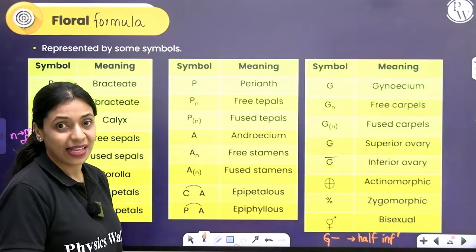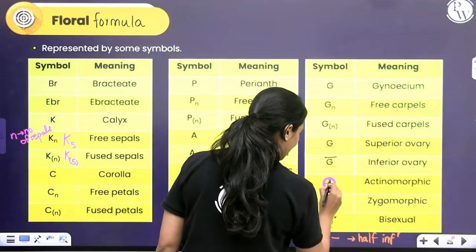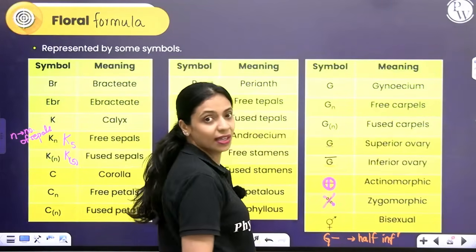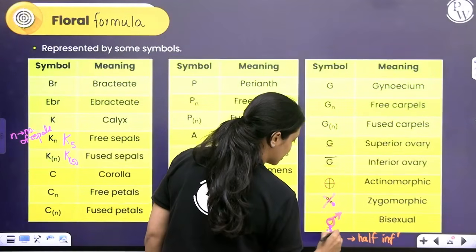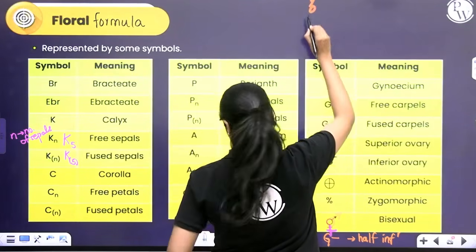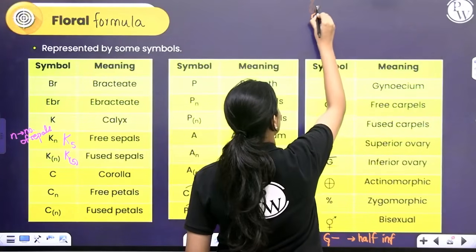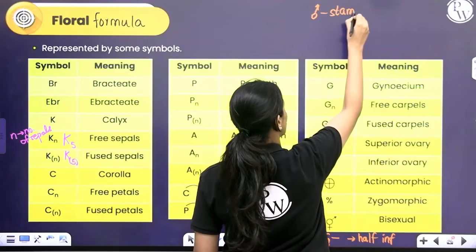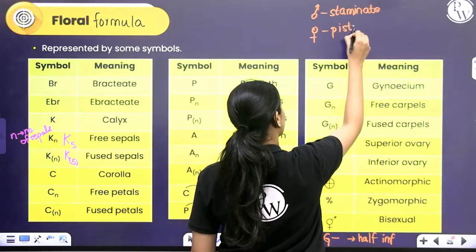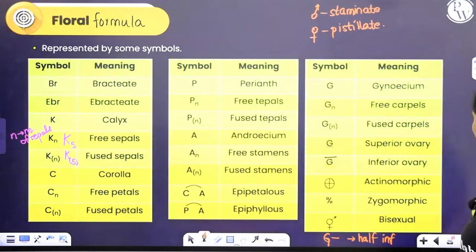Whenever a flower is actinomorphic or radially symmetrical, you draw a circle and within the circle there will be a plus. If it is zygomorphic or bilaterally symmetrical, you draw percentage. If it is bisexual, you will draw this symbol. Everybody knows the symbol for bisexual. If it is unisexual, if it is staminate, this will be the symbol. If it is pistillate, this will be the symbol. Okay, so these are some of the symbols that we use in a floral formula.